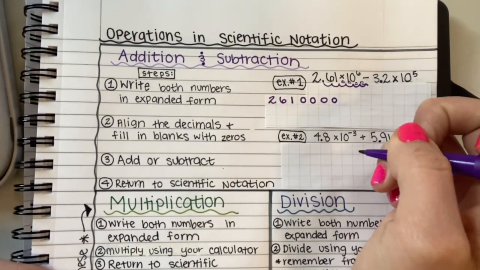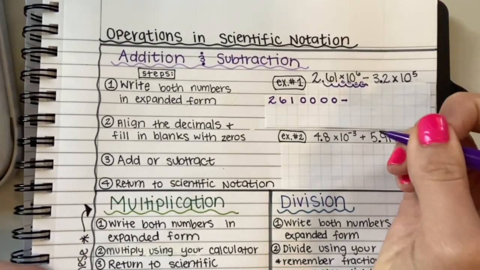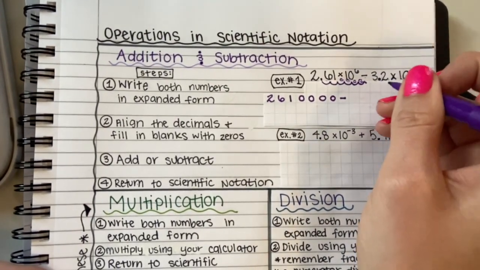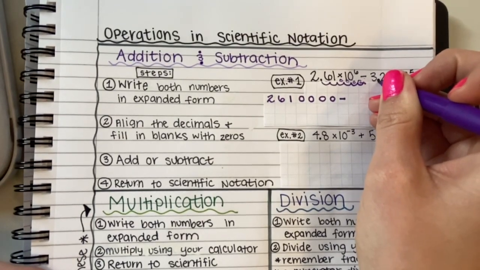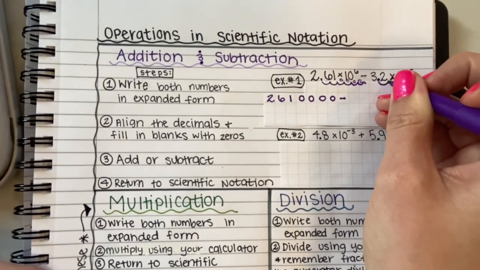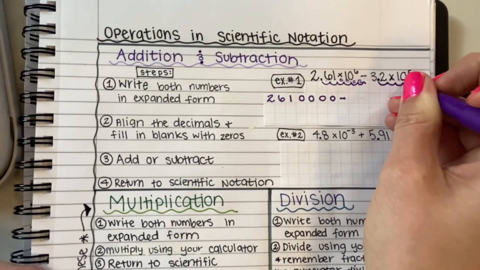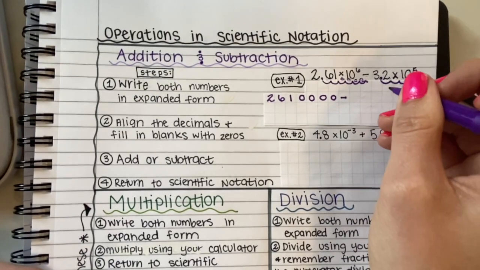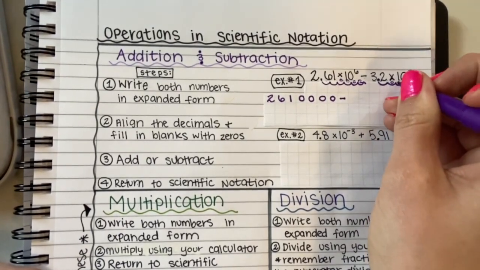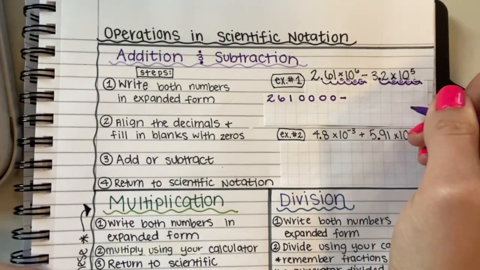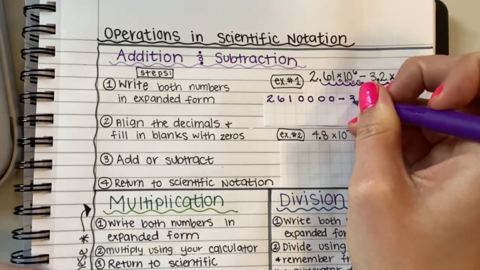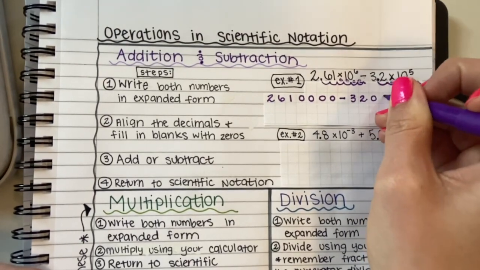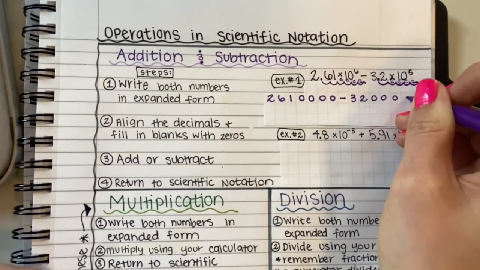Then I need to expand the other number. My other number is just 3.2 times 10 to the 5th. So my exponent is a positive 5. I move my decimal 5 spaces to the right because we are dealing with a positive exponent, so we're making a big number. I put zeros as placeholders. So then I have 320,000.